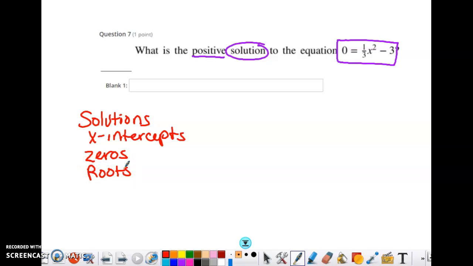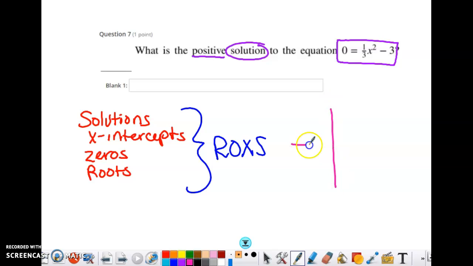Okay, and another acronym that we use for that is called ROCS, which is the roots, the zeros, the x-intercepts, the solutions. Okay, so how that looks like on a graph is these things, right? So that's what we're looking for. But it's asking for the positive one. So it needs to be on the positive side of the x-axis.